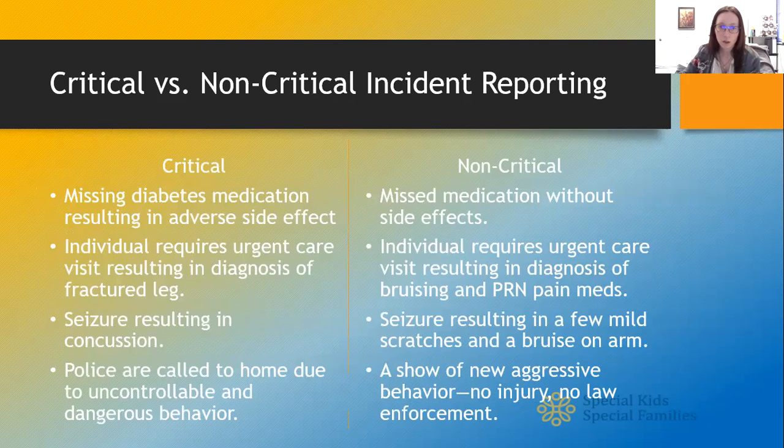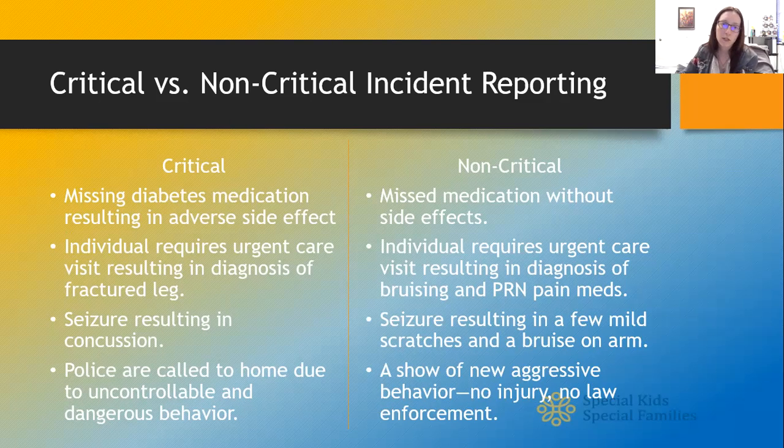Right, and here's a little map out of a critical versus non-critical incident. So a critical is going to be the missed diabetes medication resulting in adverse side effects. Non-critical would be missed medication without side effects. So let's say we missed the medication, realized it within 45 minutes of the missed time, called the pharmacy and they said it was safe to go ahead and administer that late. We do need to report that, but it is a non-critical at that point.